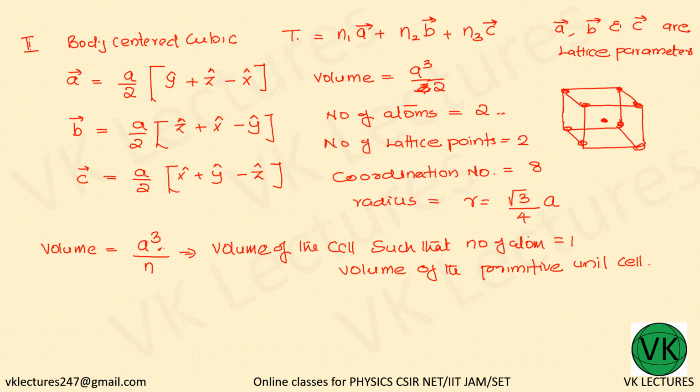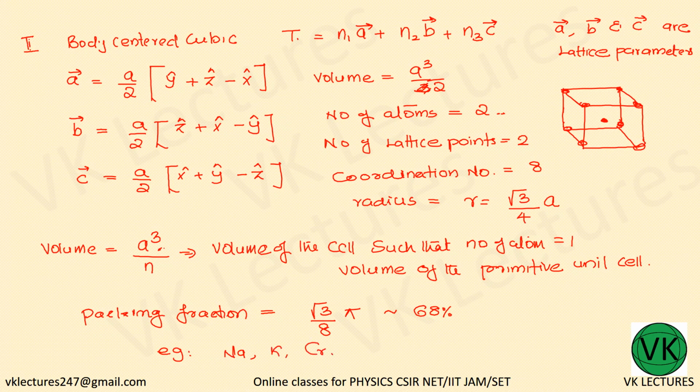Now the packing fraction is equal to root 3 by 8 pi. So this will constitute around 68% of the total volume. Some examples of body centered cubic crystals are sodium, potassium, chromium, etc.